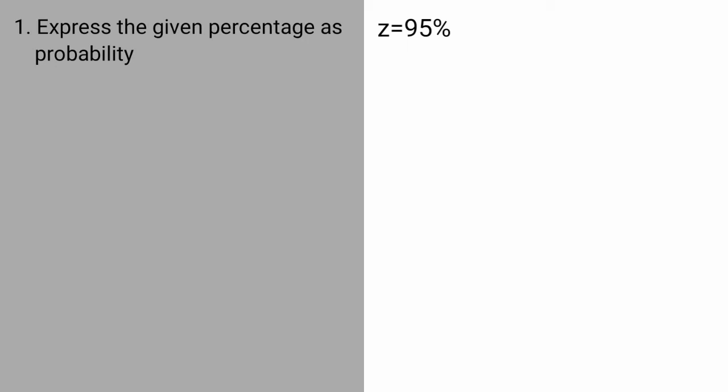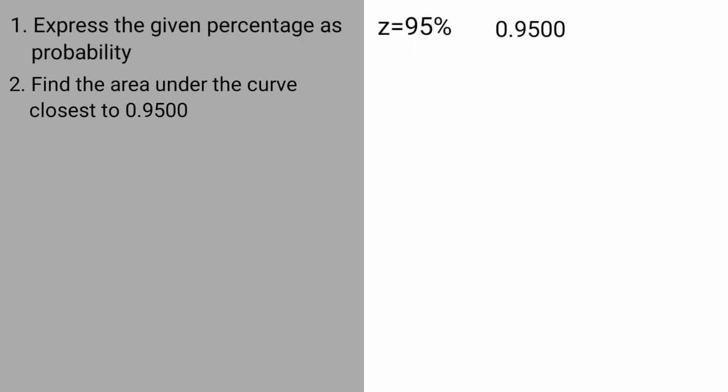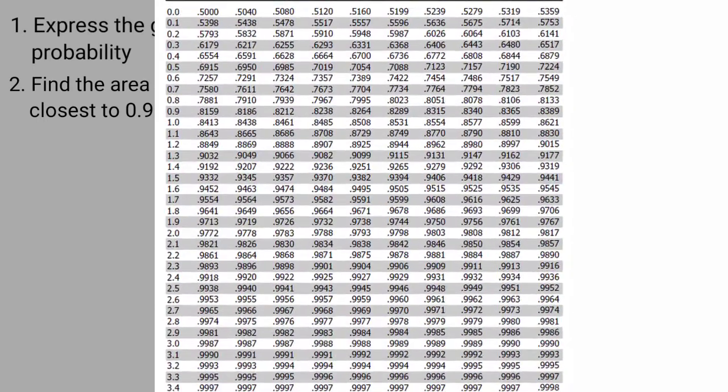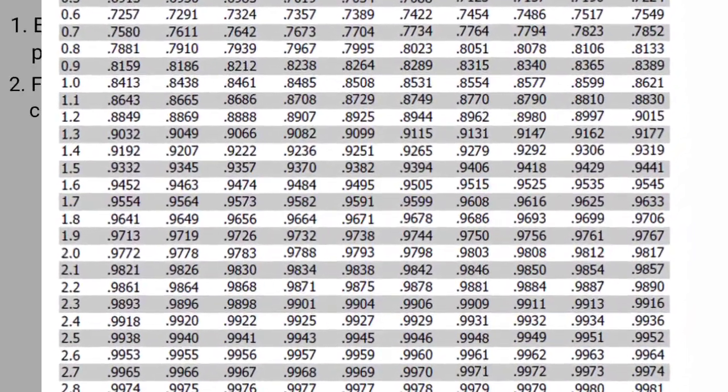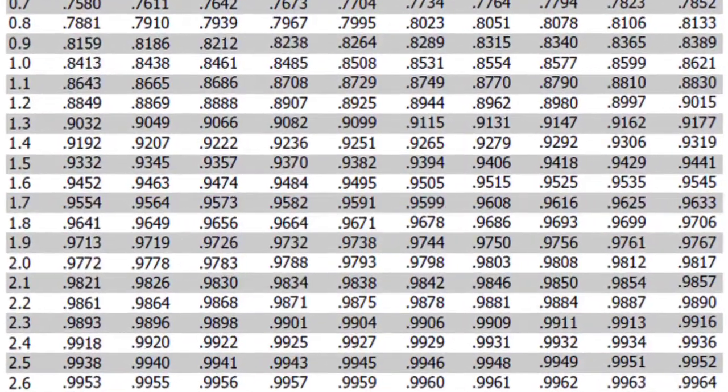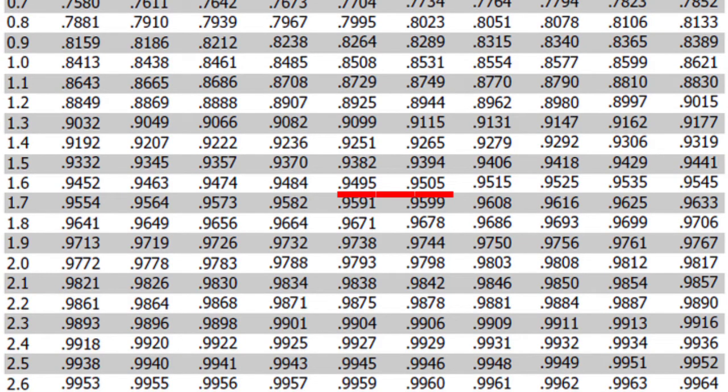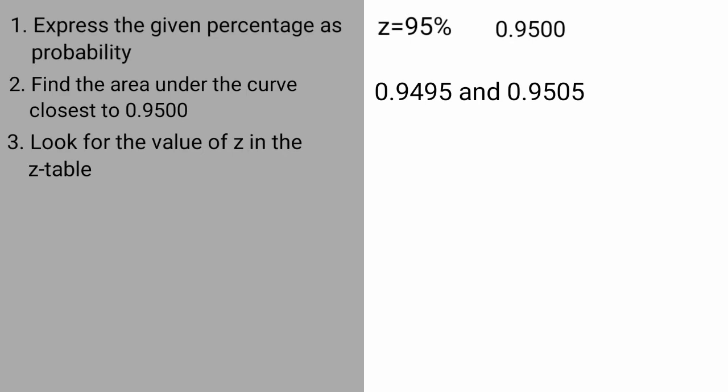In probability, this is 0.9500. Second is to find the area under the normal curve closest to the probability of 0.9500. Since there is no exact value of 0.9500 in the z-table, we will find the value closest to it. Here, 0.9495 and 0.9505 are the closest values to 0.9500. The third step is we must find the value of z in the z-table.